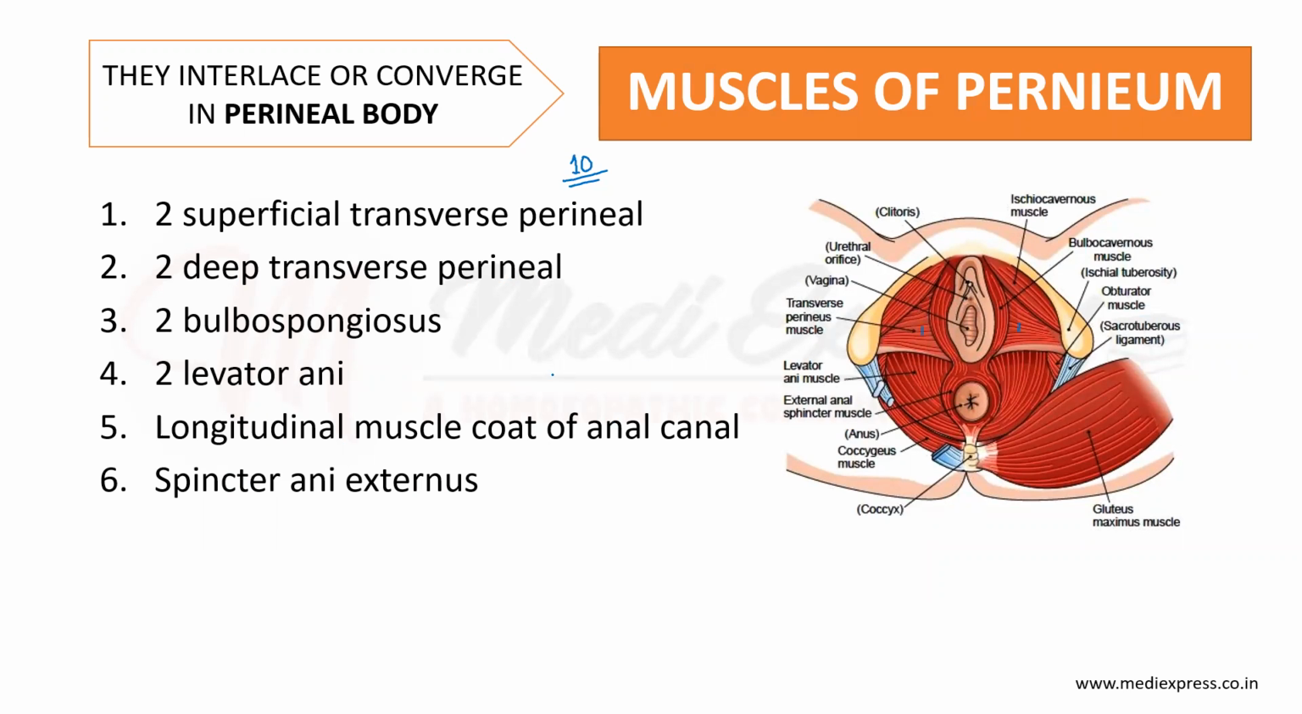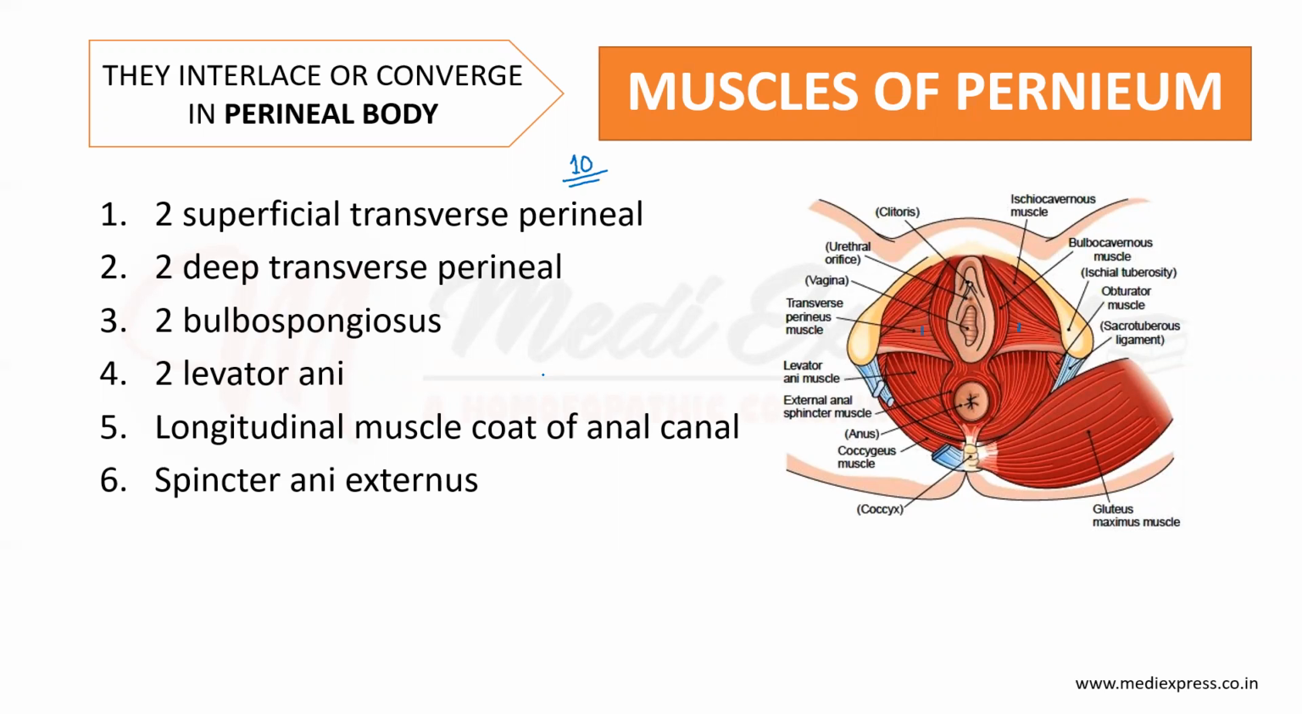And that is two superficial transverse perineal muscles. Then we have two deep transverse perineal muscles. We have two bulbospongiosus. We have two levator ani. We have one longitudinal muscle coat of the anal canal, and the other one is the sphincter ani externus. This is the names of the muscles of perineum, and this is very important for you to remember.